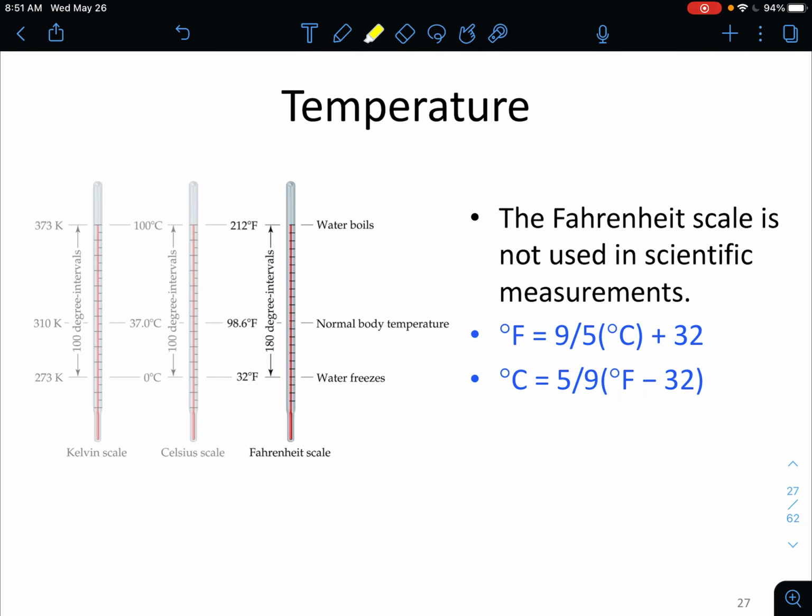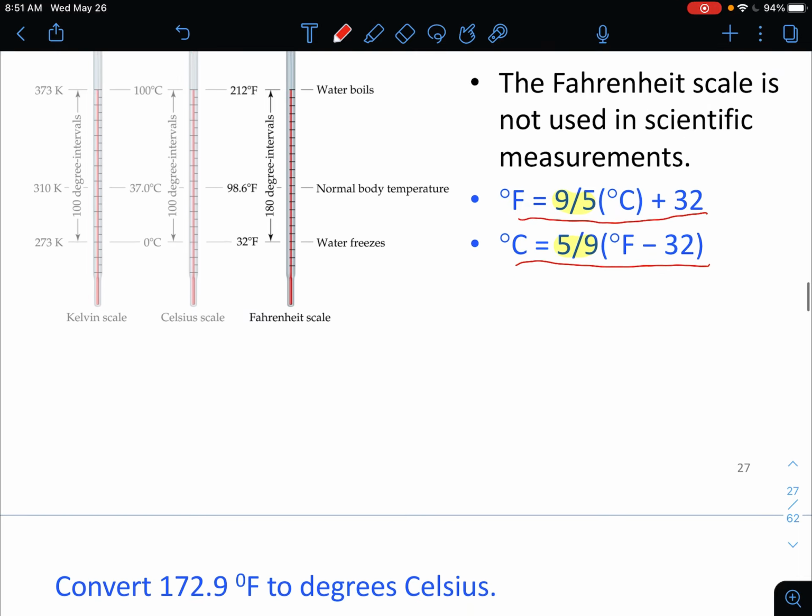I already said the Fahrenheit scale is not used in scientific measurements, so we'll do some conversions just for practice with that, but every thermometer, every measurement we're going to do will be in Celsius. So here's that 9/5 or 5/9, depending on which direction you're going in. The top equation is if I have a Celsius temperature and I want to go to Fahrenheit. The bottom equation is if I have a Fahrenheit temperature and I want to go to Celsius. So old news, presumably, but just kind of want to get you back in the swing of things with some unit conversions.